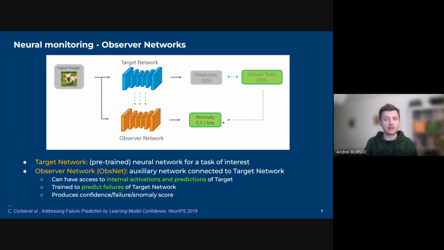The training is rather straightforward. If we have a correct prediction, we can train it to give a low anomaly score or a high confidence if we think in terms of confidence. Conversely, if we have a wrong prediction, so for example, here we have a fish and the prediction of our target network is a cat, we should predict a high anomaly score or a low confidence, because our model has given an incorrect prediction.